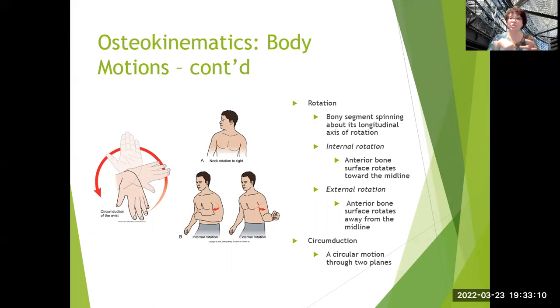Circumduction is a circular motion through two planes, usually the sagittal and frontal plane. So you have to have at least 2 degrees of freedom to do circumduction because you need to have sagittal plane motion and frontal plane motion. So you can't do circumduction in your elbow because you only have 1 degree of freedom in the elbow. But in your wrist, certainly you can circumduct. So you're combining flexion, extension, abduction, and adduction to get that circumduction.